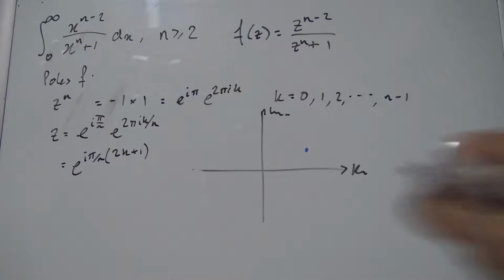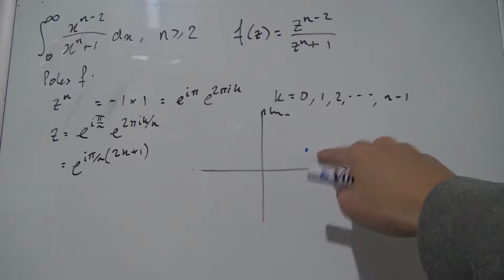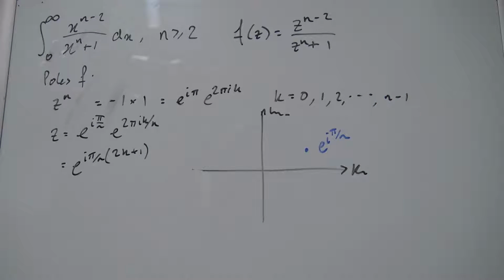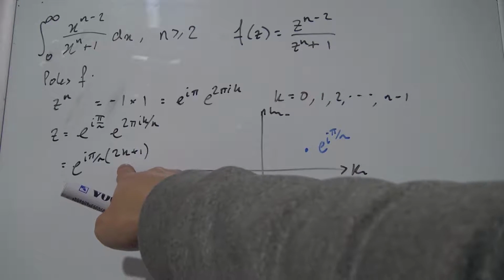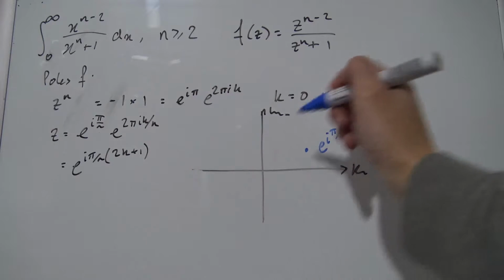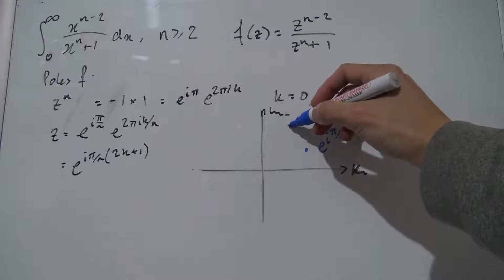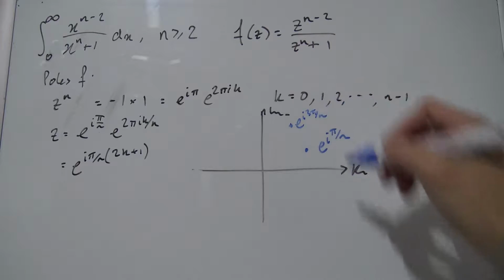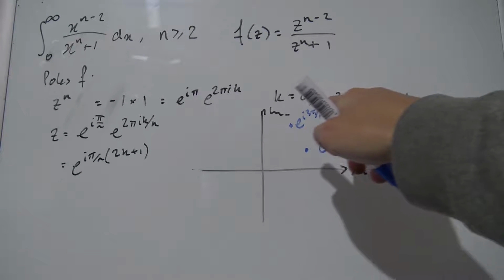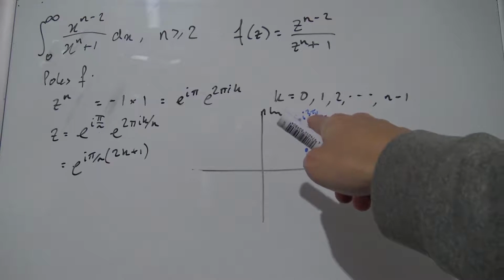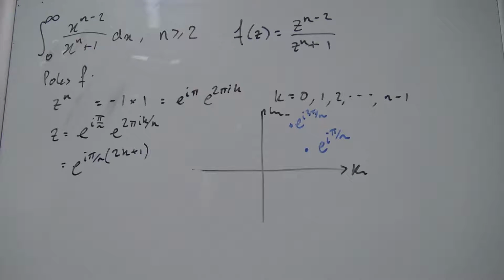So we have k equals 0. Maybe it's going to be somewhere over here, so e to the i pi over n. And then plugging k equals 1 into here, we're going to get 2 plus 1, which is 3. So maybe our second point lies over here, e to the i 3 pi over n. And you see each time we go up by 1, these numbers in here, these 1, 3, they're just going to go up by our odd numbers.